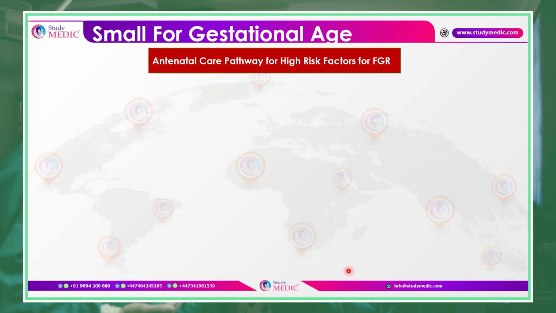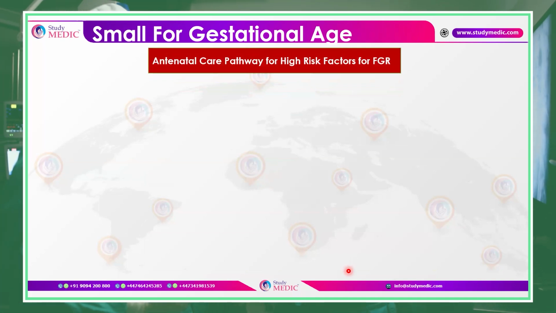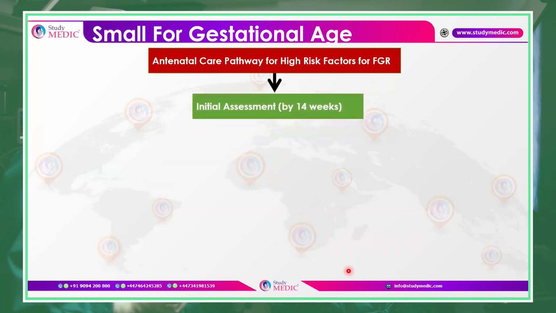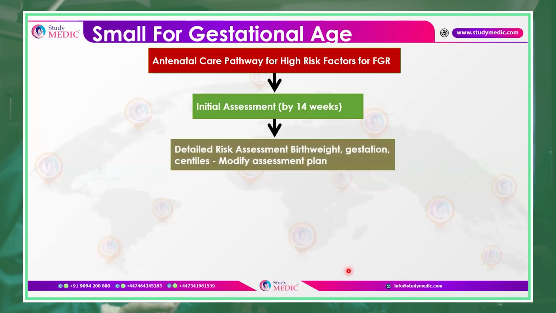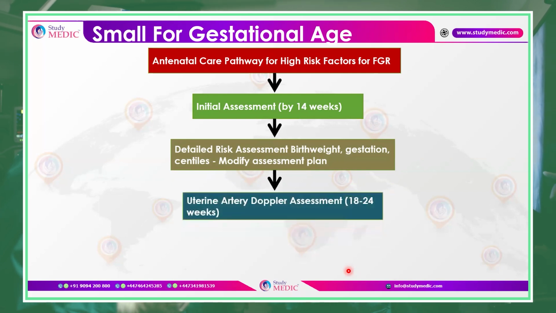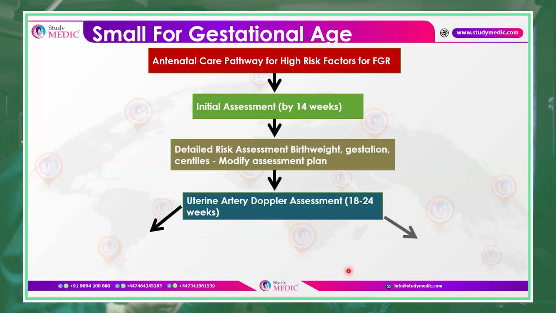Then there comes the antenatal care pathway for high risk pregnancies. For the high risk pregnancies, basically how to go about: again the same initial assessment at 11 to 14 weeks of pregnancy. Then you will do the initial assessment of birth weight, gestation, and you will do the assessment plan according to the needs of the patient. That would be an individualized plan. You can modify it. Uterine artery Doppler at 18 to 24 weeks of pregnancy.